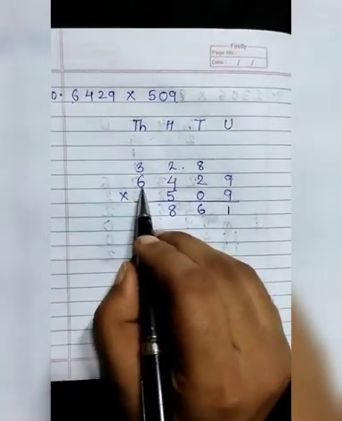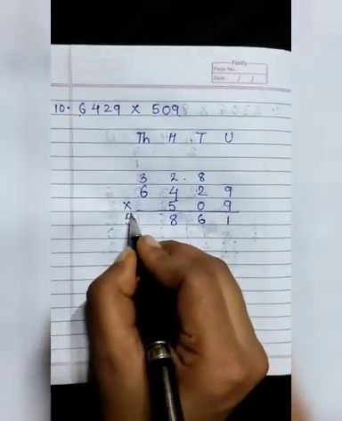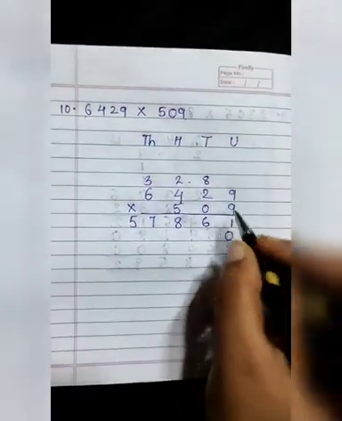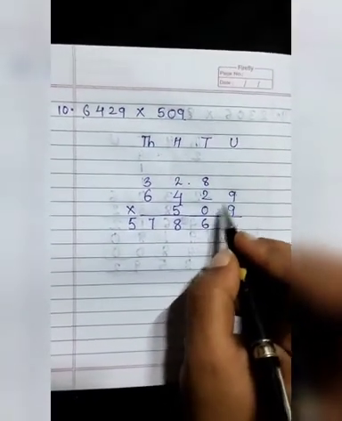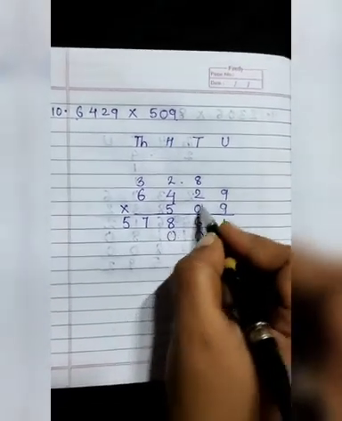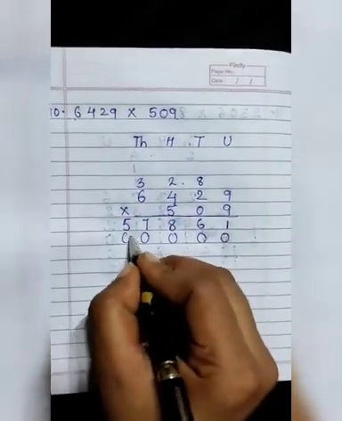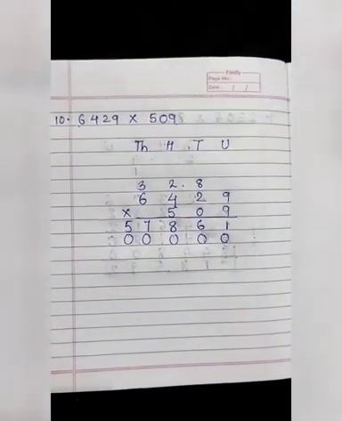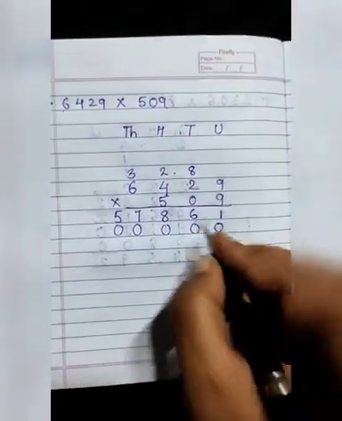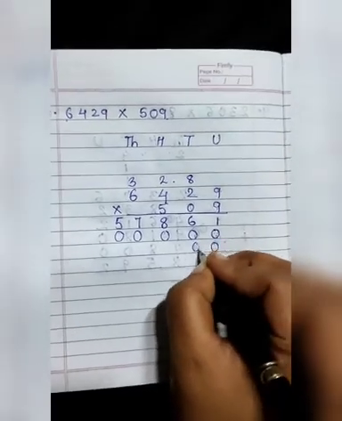9 sixes are how much? 54. 54 plus 3 will be 57. So we'll write it down. Then 0. Now 0 nines are 0. 0 twos are 0. 0 fours are 0. 0 sixes are 0. Then we'll multiply all these numbers by 5. Now we are taking the number which is in the hundreds place, so we will write here 2 zeros.